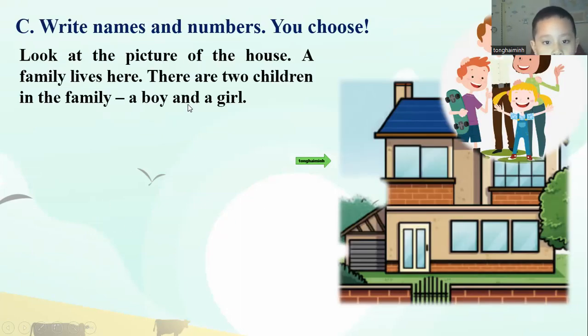Kindly look at the picture of the house. A family lives here. There are two children in the family, a boy and a girl. So how many people can you see?